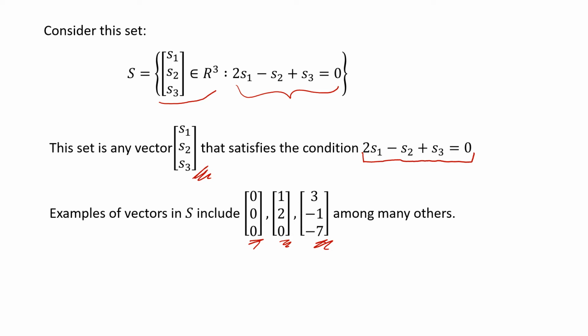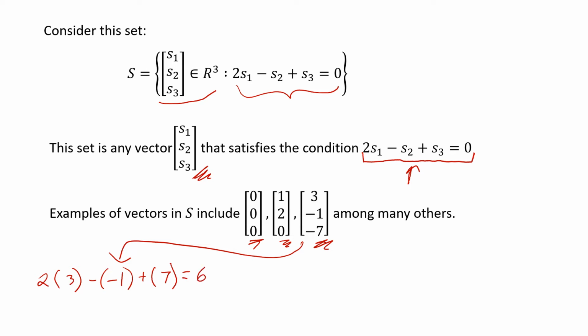So take, for instance, 3, minus 1, minus 7. Why is that in that set? Well, the condition says that 2 times the first element, so 2 times 3, minus the second element, minus 1, plus the third element, minus 7, has to equal 0. This is equal to 6 plus 1 minus 7, and that equals 0. So yes, that is in the set, and we say that the vector 3, minus 1, minus 7 is contained in S.